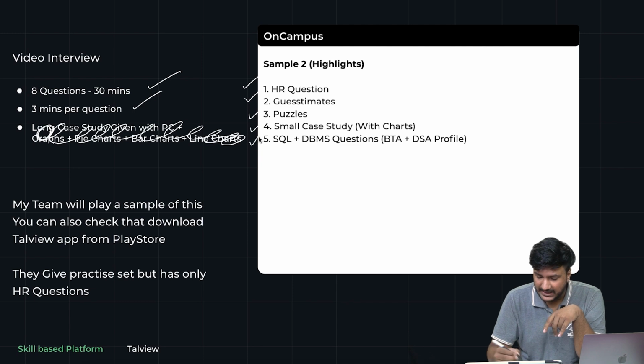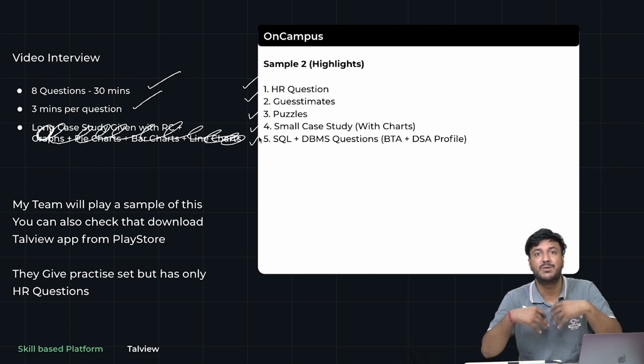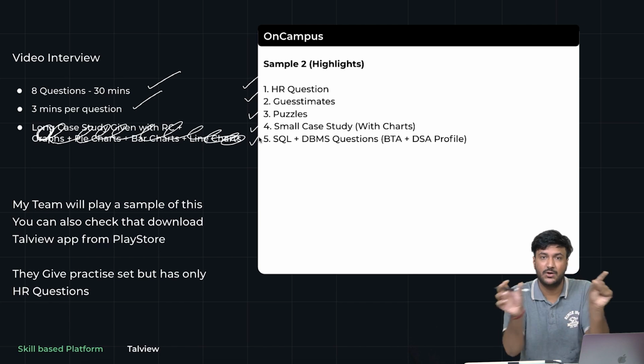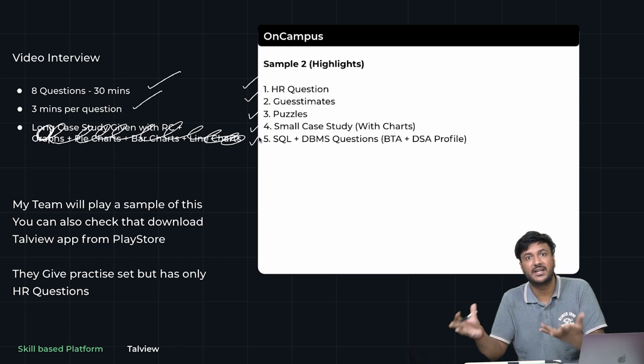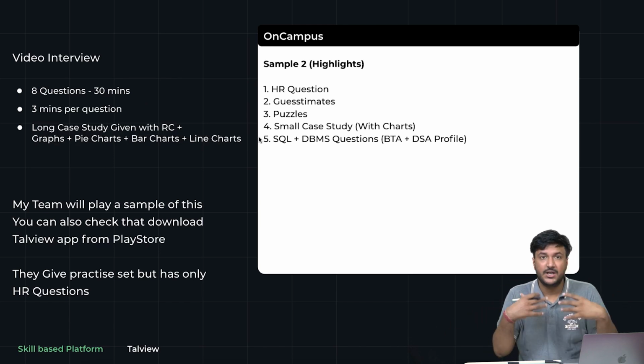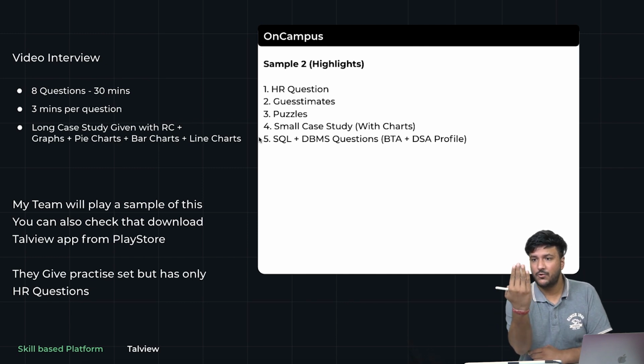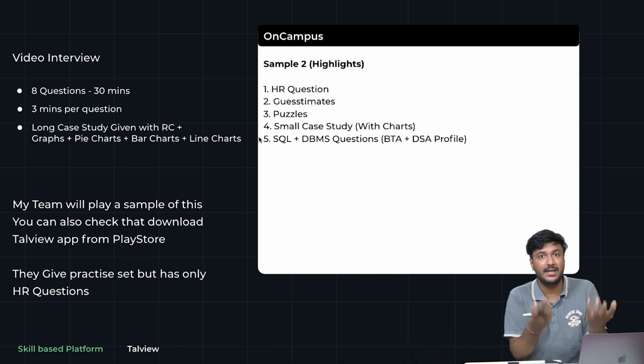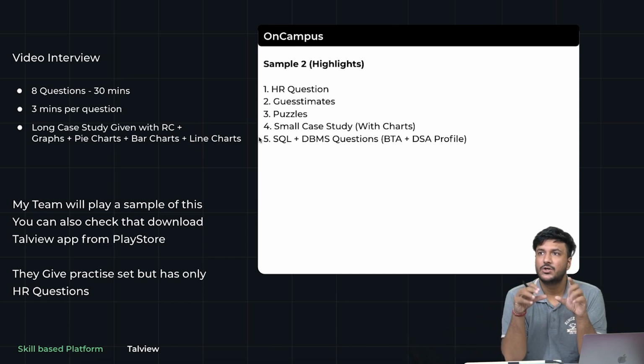And then for the BTA and DSA profile, there are also going to be some SQL questions. For example, explain inner join. The question will display on the screen and it will say explain inner join. And for the next 3 minutes, that phone application is recording your face and your audio, right? So you look at the phone and you answer, okay, inner join is this, for the next 3 minutes.